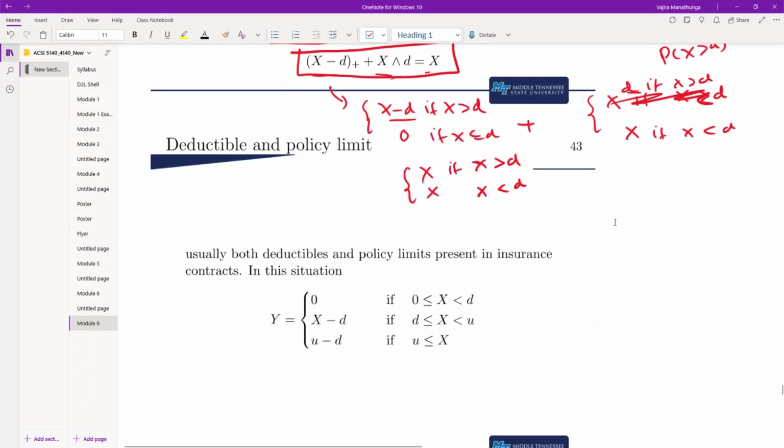When you have both a policy deductible and a policy limit, you need to first apply the policy limit, then the deductible. So here you can see first apply the policy limit, then the deductible. It's not like you will get u, because first you apply the policy limit, so u, then you apply the deductible. So if the loss exceeds u, the insurance payment is actually going to be u minus d. In the middle you have x minus d. If it is less than the deductible, the payment would be 0.